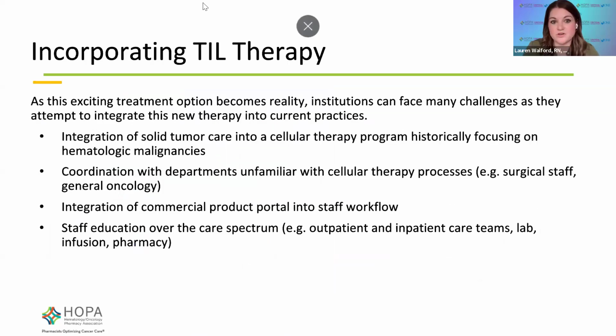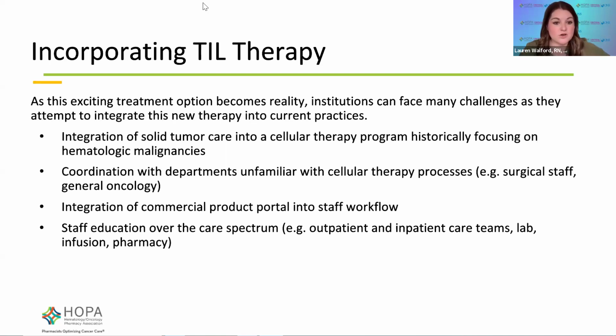So this approval of lifileucel has expanded access to TIL to more institutions across the country, which has gotten us started with this conversation on some potential challenges to incorporating this therapy. TIL does fit into the cellular therapy landscape, which has historically been focused on hematologic malignancies. This can lead to some challenge integrating a cellular therapy process into the workflow for solid tumor care, as well as coordinating with those departments who may not be familiar with the regulations of a cellular therapy process.